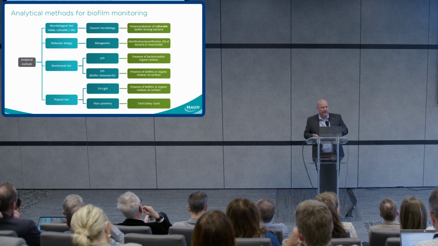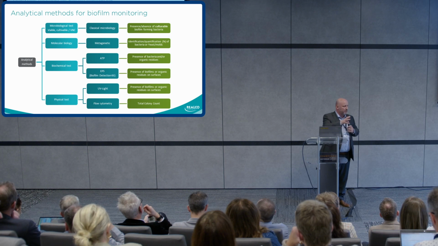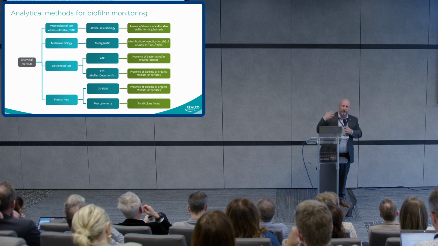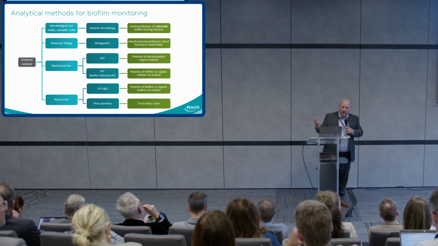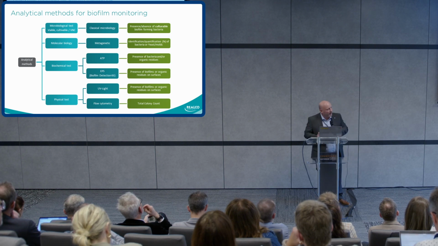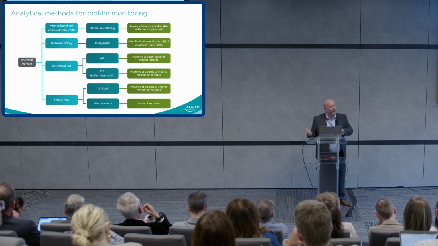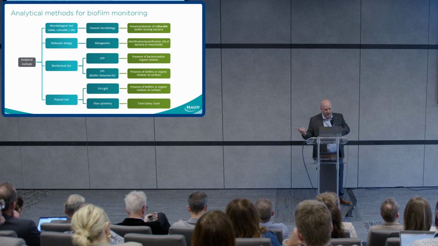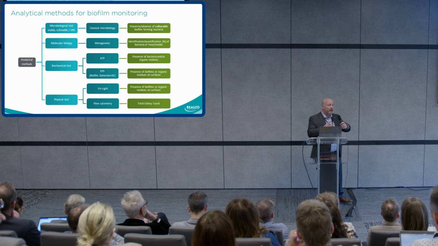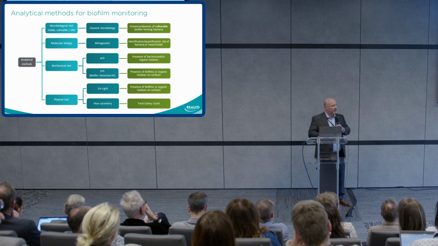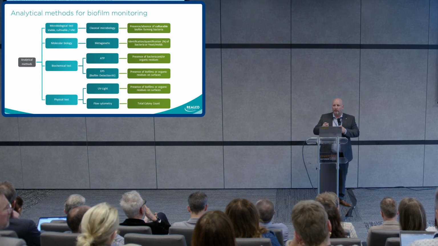Biochemical tests like ATP and EPS matrix, so it's possible to color the biofilm to make it visible on open surfaces, and physical tests like UV light or flow cytometry. I will review those examples further in the presentation. But it's very important to understand that you have to combine all this information because they are telling different stories and give you different information.